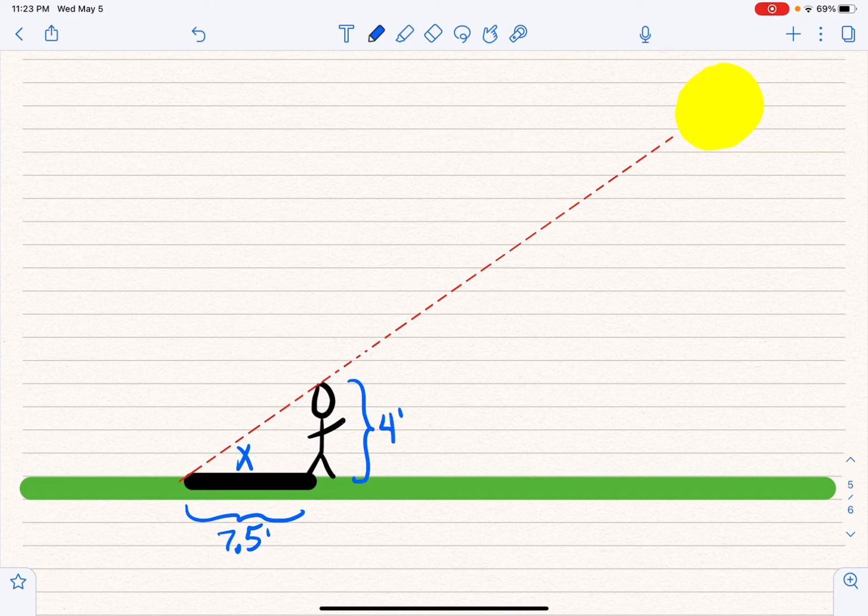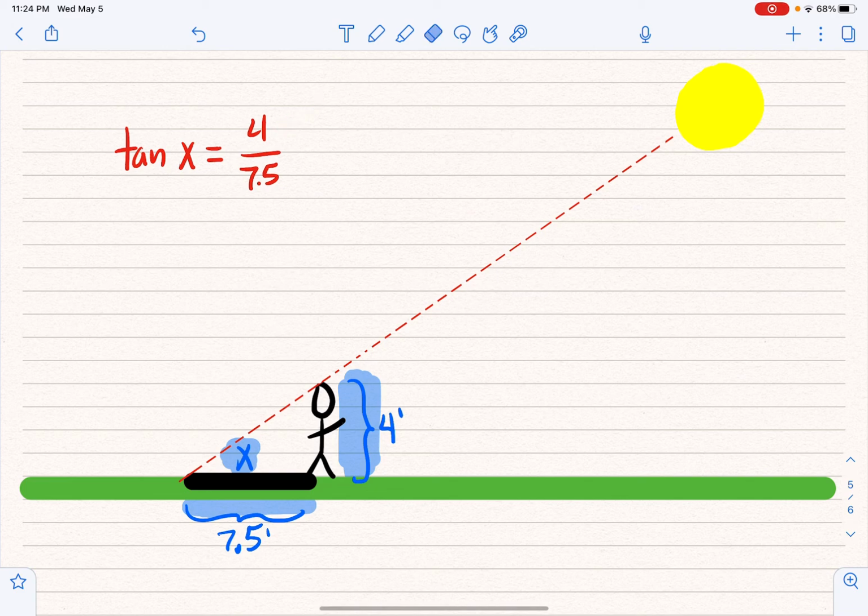Hopefully you realize that with this situation, if I'm talking about this angle right here, this side is adjacent to that angle, this side is opposite. So opposite and adjacent always leads me to tangent. So I know the tangent of the angle I'm looking for is equal to opposite, which is 4 feet, over adjacent, which is 7.5. Now this is not one of those where I multiply both sides by 7.5 because what I want is not in the top right here.